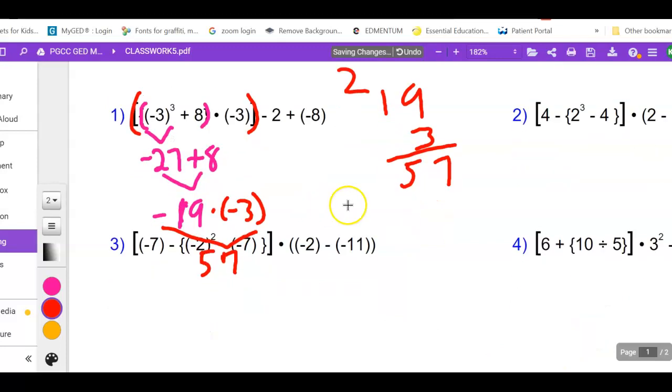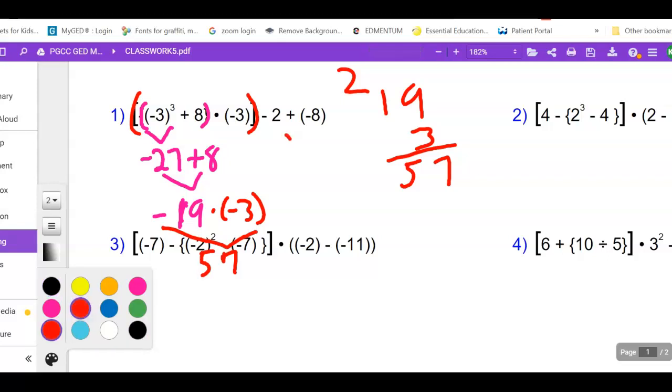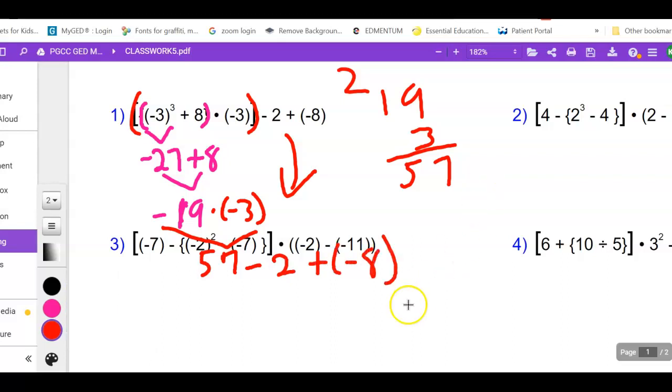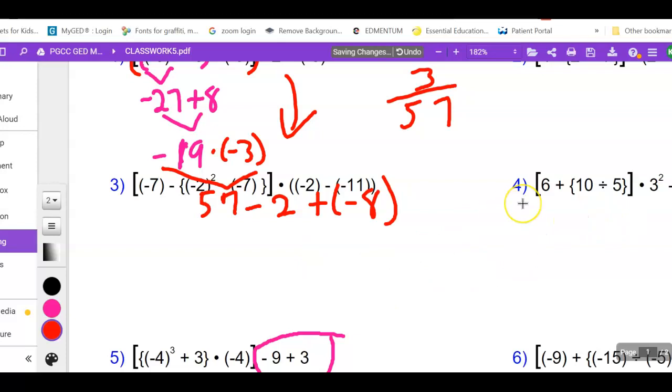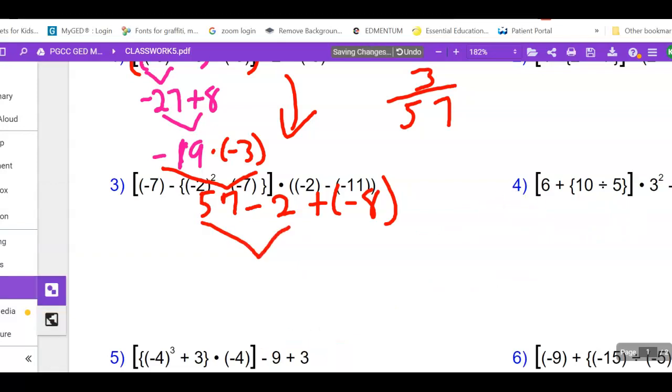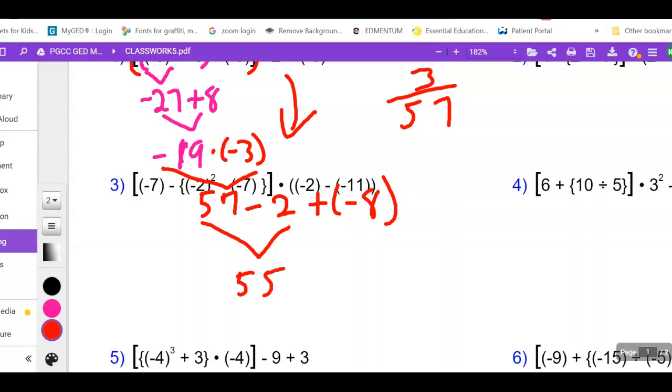Now I'm outside of the bracket. So that means I'm going to bring down the rest. The rest that I see is this minus 2 plus negative 8. We have adding or subtracting, so you know I'm going to start with whatever we see first. So I have 57 minus 2. What is that going to give us? Of course, that's going to give us a regular 55, doing your integer rules, right?